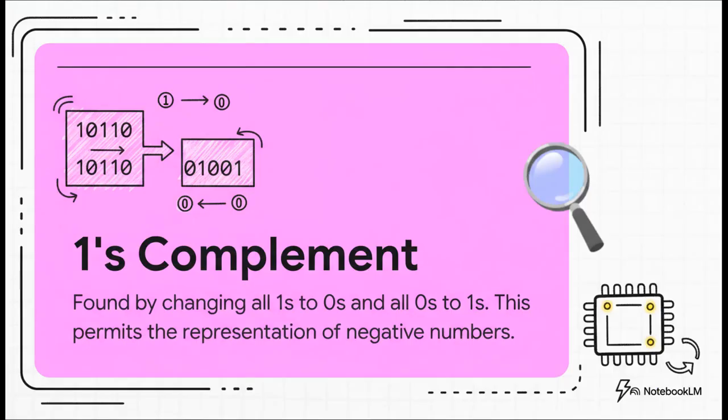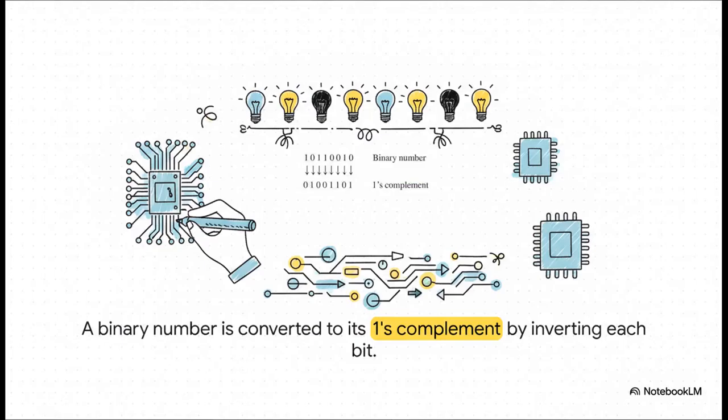The first step in this clever little trick is something called the ones complement. And it's shockingly simple. You just take your binary number and you flip every single bit. That's it. All the ones become zeros and all the zeros become ones. You can see it right here. The binary number at the top gets completely inverted to create its ones complement down at the bottom. It's just a direct one-for-one flip. But this is only the first part of the solution.